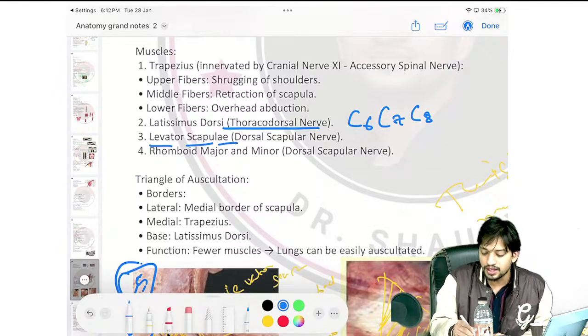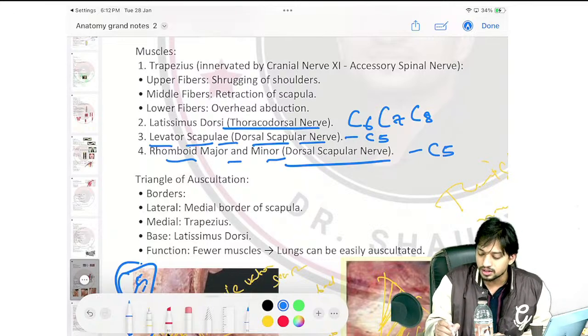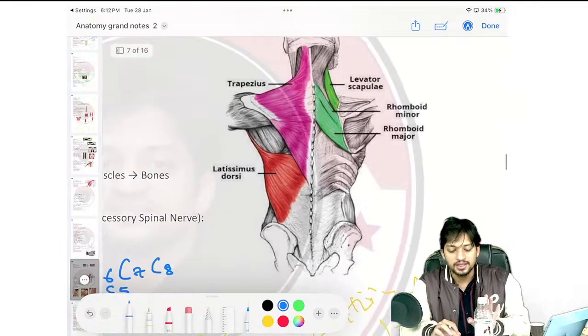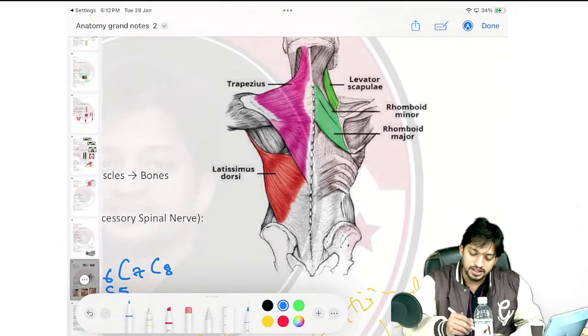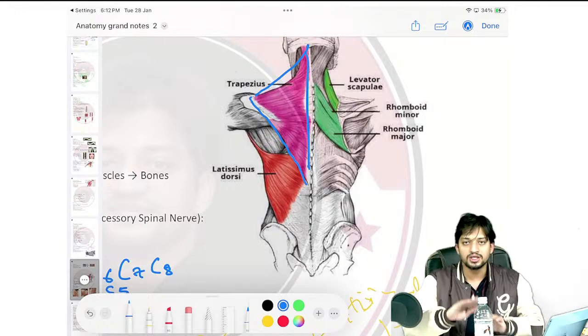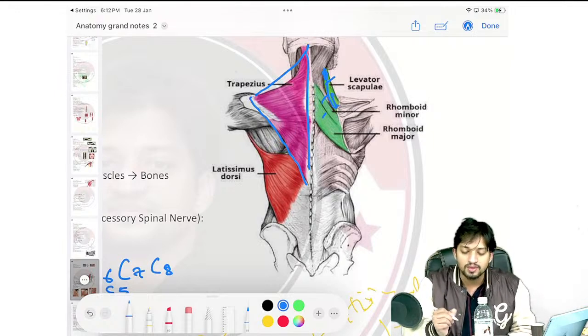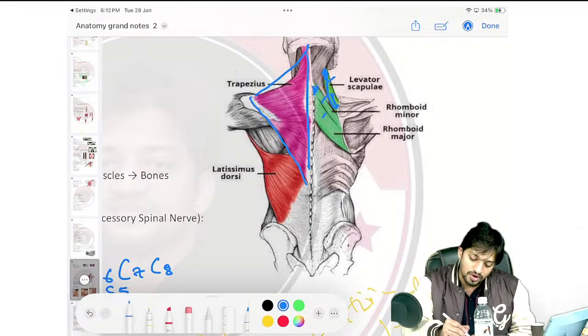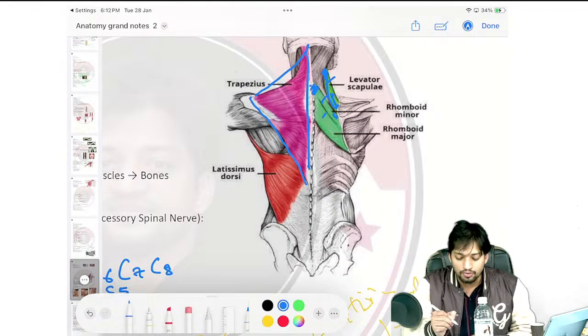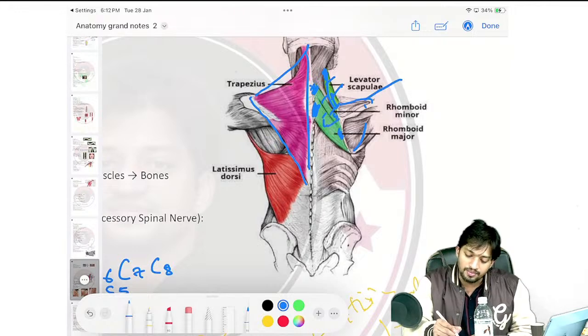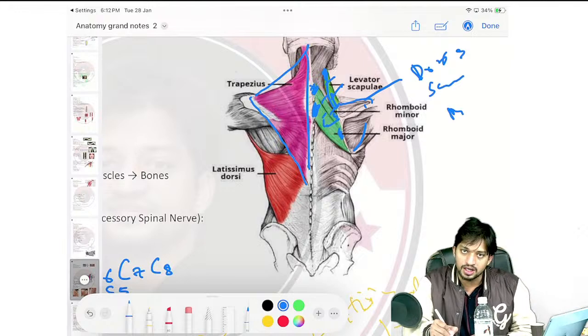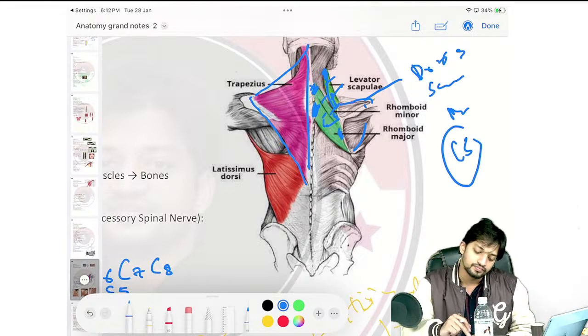Latissimus dorsi, thoracodorsal nerve, C7, C6, C8. Now levator scapulae, dorsal scapular nerve, root C5. Rhomboid major and minor, again dorsal scapular nerve, root C5. Now we will look at the schematic diagram also. It is very clear. See, the upper muscle, trapezius, is present. You remove the trapezius, then you will visualize smaller muscles. The smaller muscle connecting from the neck to the dorsum of the scapula is levator scapulae. From the midline near the spine to the dorsum of the scapula is rhomboid minor, and similarly the big rhomboid muscle, rhomboid major. All three connect to the dorsal aspect of the scapula and are supplied by the dorsal scapular nerve, root value C5. Done.